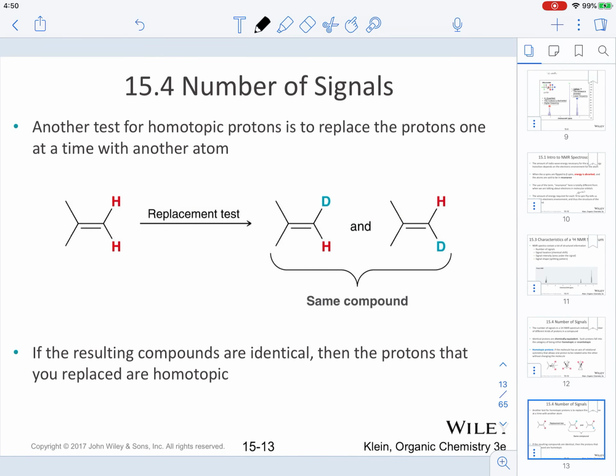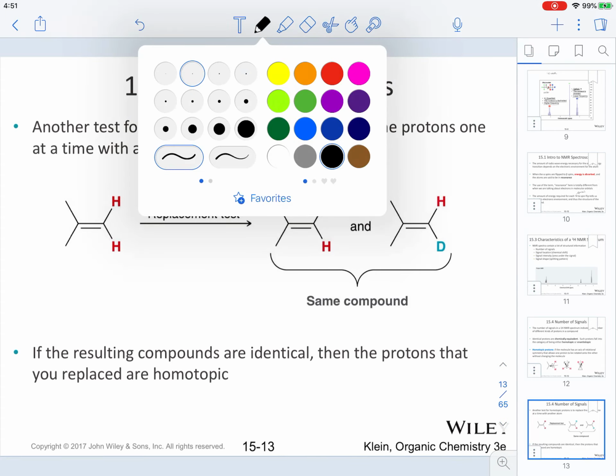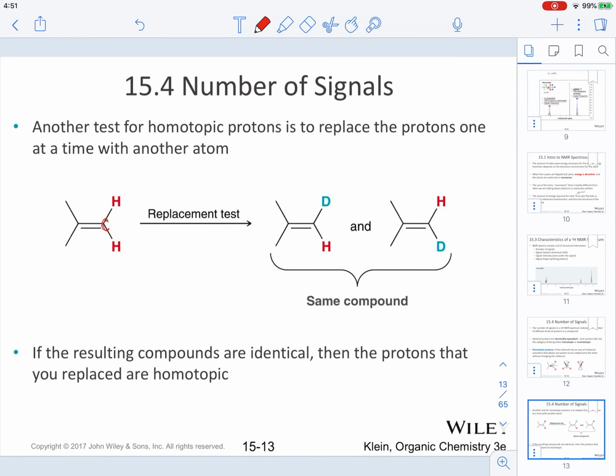For homotopic protons, we also have another test that is commonly used. Instead of looking at different axes of rotation, we are going to do the replacement of the protons, which is a common practice. Now, let's understand that in this technique, what we are going to be doing is looking at 2 protons that are sitting on the same carbon, okay? So if I label this, the carbon that I labeled in red, as you can see, has 2 protons.